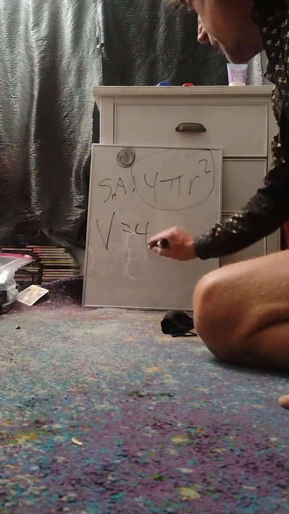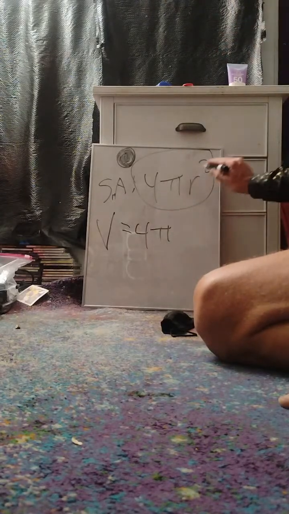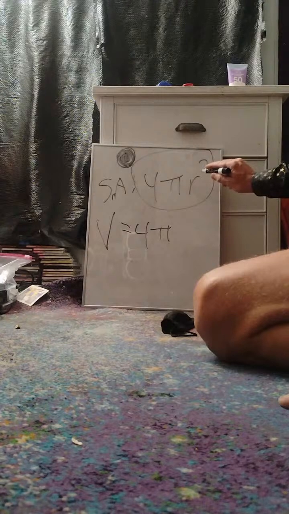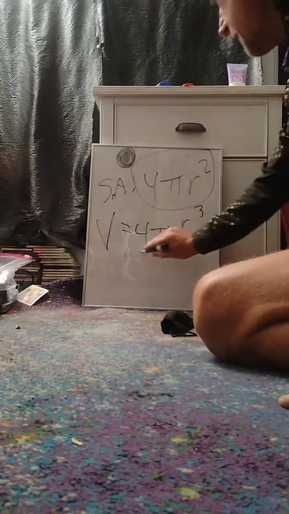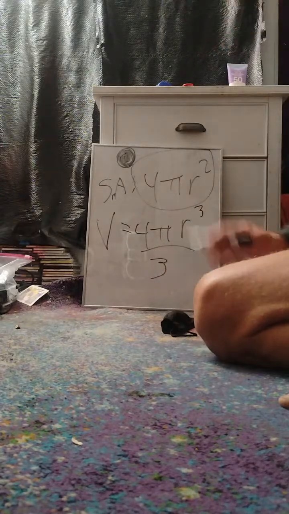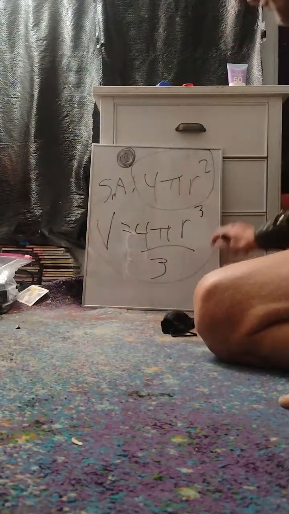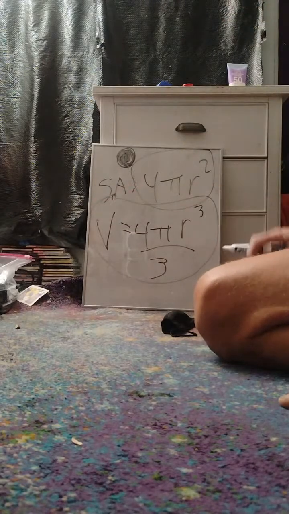So I start with 4 pi. I'm going to raise the variable r from 2 to 3, so r cubed, then divide by that. And that's the truth. The volume of a sphere is 4/3 pi r cubed.